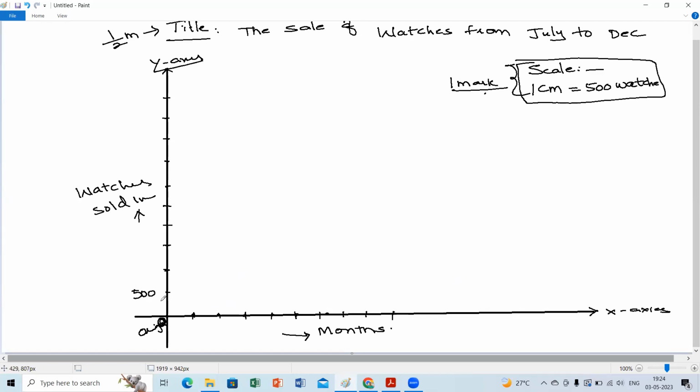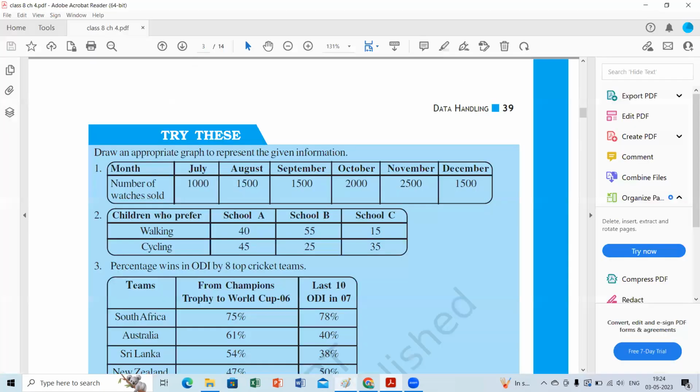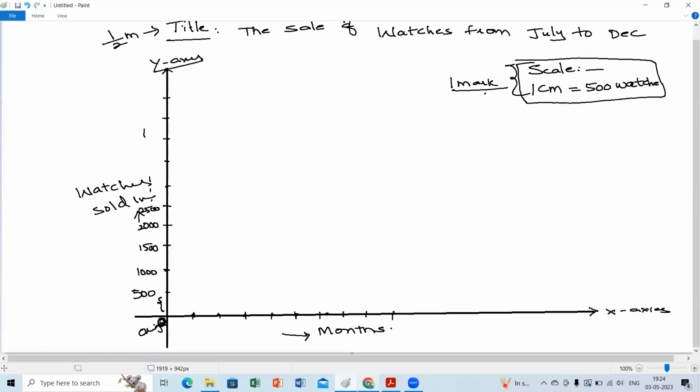Each 1 unit is 500. So 500 plus 500 is 1000. 1000 plus 500 is 1500. 1500 plus 500 is 2000. This is 2500. Like that, you can extend it according to how much data you have. So here the maximum is 2500, so I can stop. Okay, I'll take till 3000.